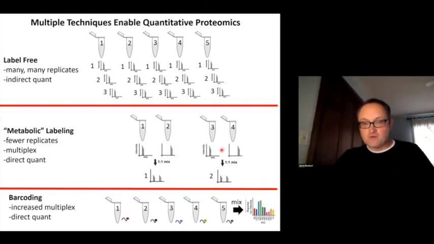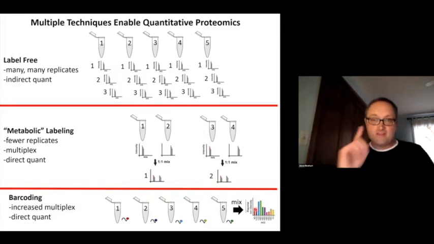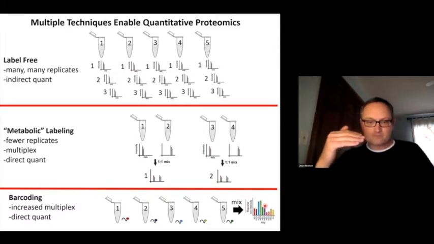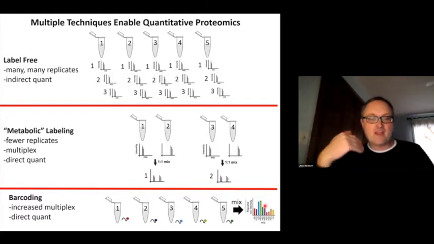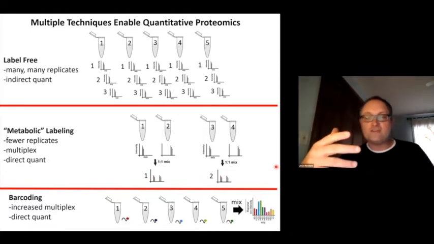So I just gave you the super simple idea of how I can convert 4 different samples into two measurements. Then we have a barcoding technique, which I'll explain in a little more detail in a few slides. But nevertheless, imagine that you're barcoding each sample, mixing them all together, and then you're taking one measurement and comparing all the samples to each other. So this is increased multiplexing and direct quantitation. So I'm going to walk you through case studies of each of these techniques.